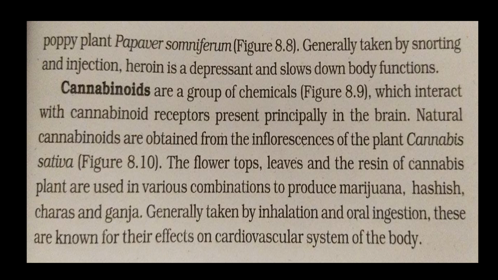Cannabinoids are a group of chemicals, figure 8.9, which interact with cannabinoid receptors present principally in the brain. Natural cannabinoids are obtained from the inflorescence of the plant Cannabis sativa, figure 8.10. The flower tops, leaves, and the resin of cannabis plant are used in various combinations to produce marijuana, hashish, charas, and ganja, generally taken by inhalation and oral ingestion. These are known for their effects on the cardiovascular system of the body.